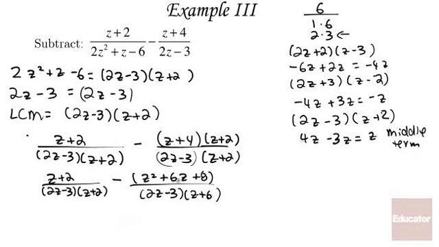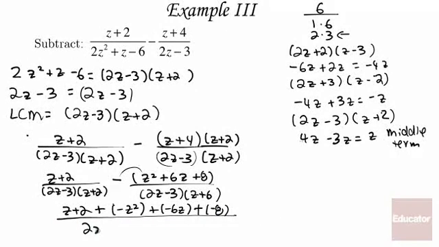Now that I have a common denominator, I can go ahead and add. Z plus 2 plus, so I changed this to a plus. That means I'm going to have to make each of these the opposite sign. So that's going to give me a negative z squared plus negative 6z plus negative 8. Okay? All over 2z minus 3 over z plus 2.